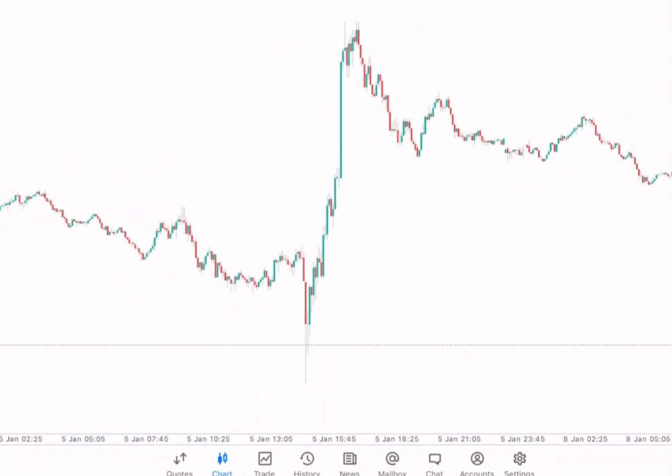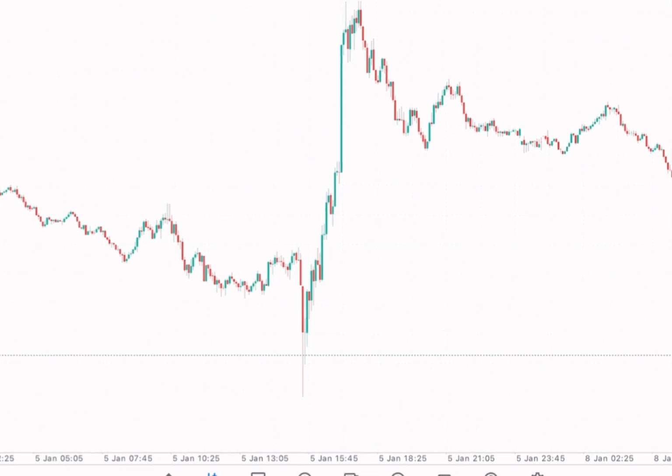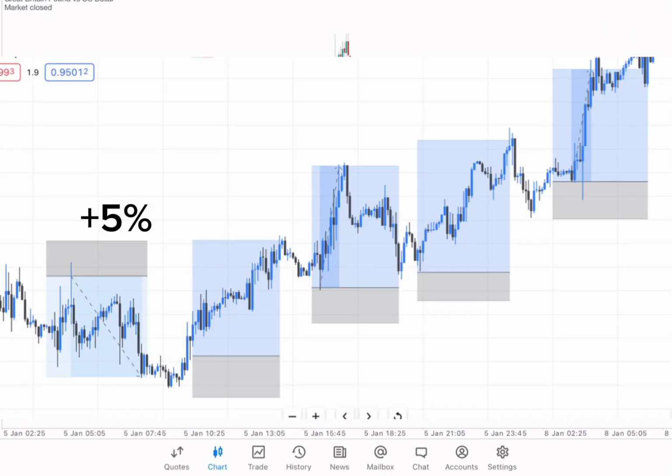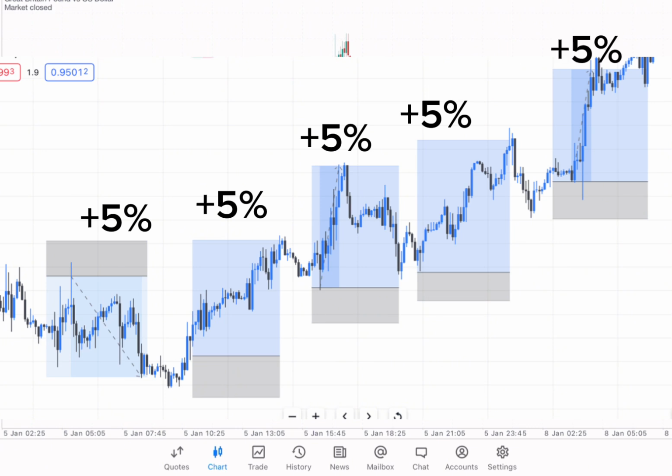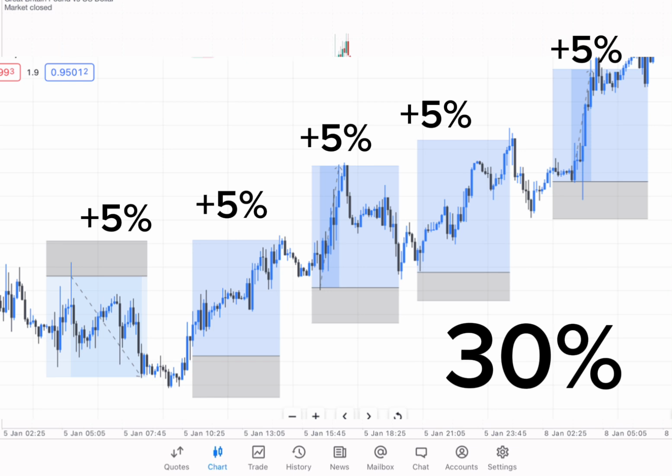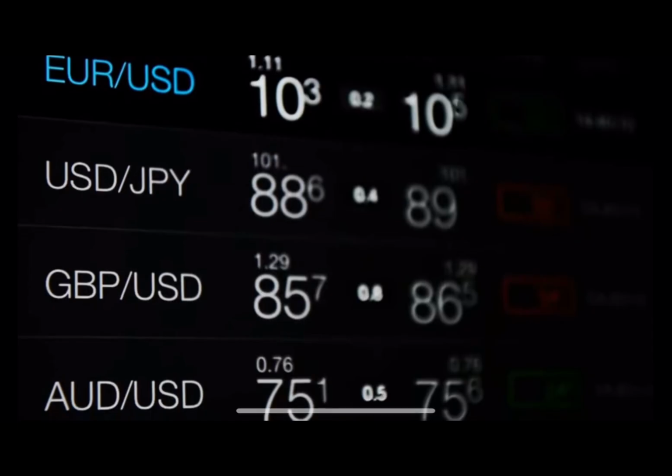Guys, in this video, we're gonna be showing you a 5-minute scalping strategy that has a very high win rate. You will learn how to use this strategy and get multiple trading opportunities every single day to increase your profitability up to 30% per day. So after the intro, you will learn the strategy.